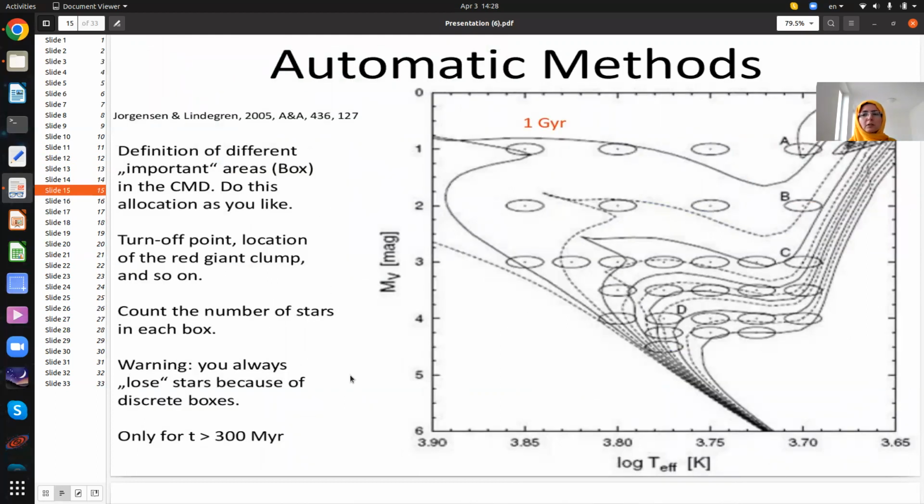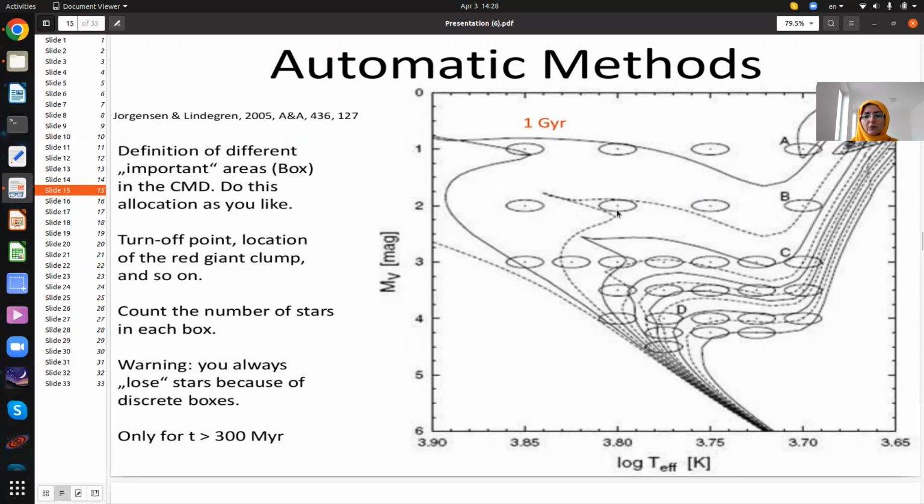Also, we have automatic methods. Definition of different important areas or boxes in the CMD, or color magnitude diagram. Do this allocation as you like. You can circle the ellipses, and you see different ellipses, and then for each star we have one box or one circle, one ellipse, and then we count the stars which are in this circle.